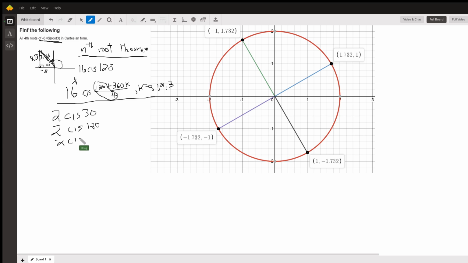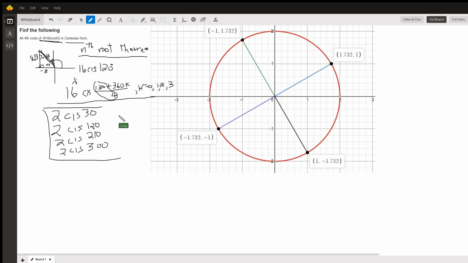2 cis 210. Finally, 2 cis 300. And if we added 90 again, we'd be back at 390, which is the same as cis 30. So there are the 4 roots of the original complex number, but we're asked to give them in Cartesian form.